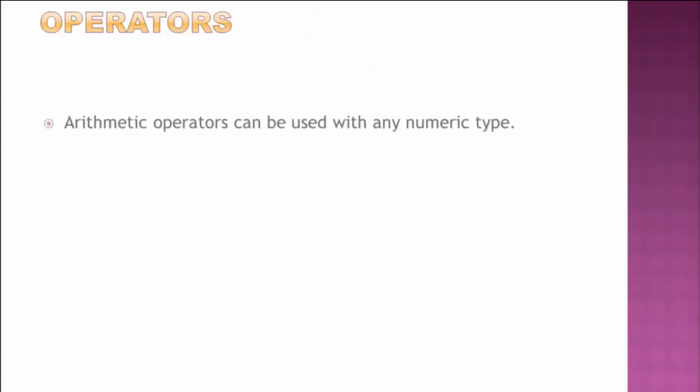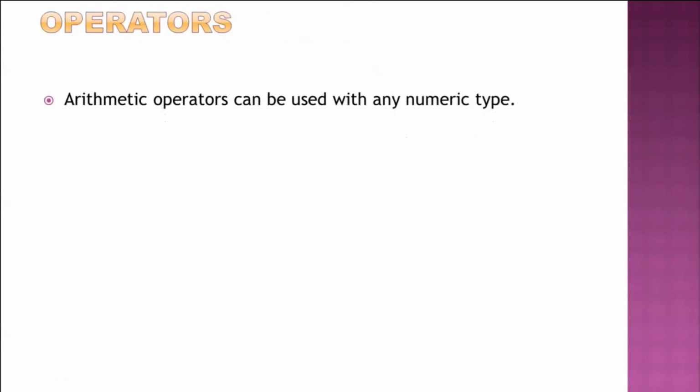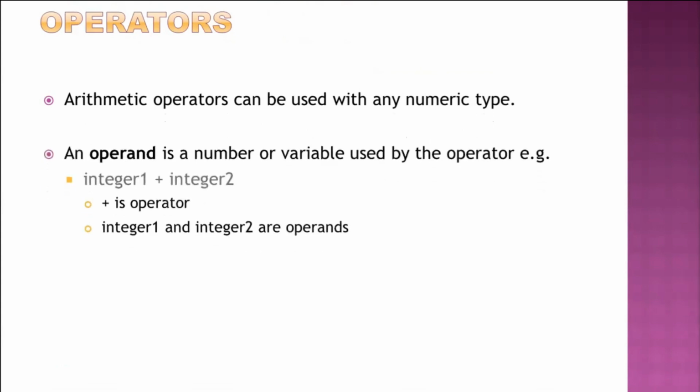Result of arithmetic operators. Arithmetic operators can be used with any numeric type. So these operators, like addition and multiplication, can be applied to operands of any numeric data type. An operand is a number or variable used by the operator. For example, we have integer 1 plus integer 2. This is our algebraic expression. In this case, plus is an operator, and these are the variables on which it is operating.